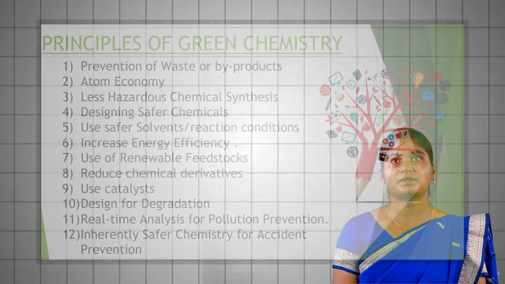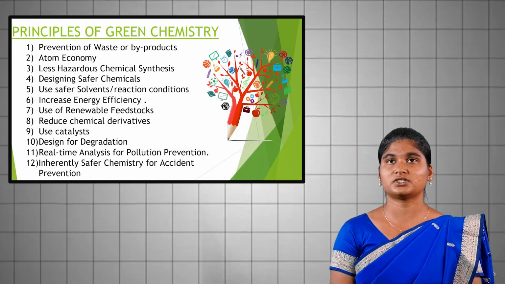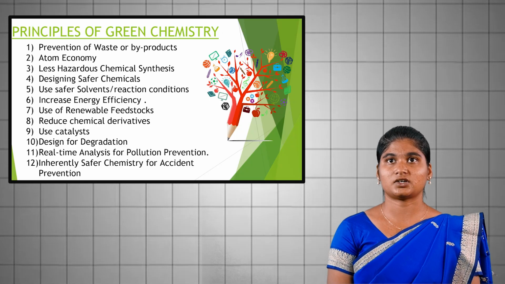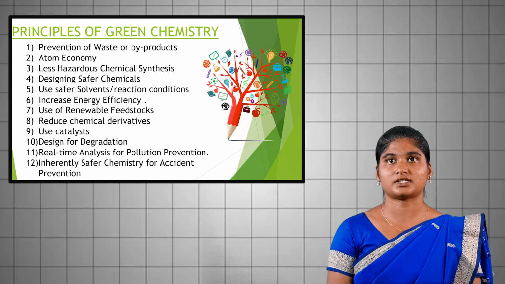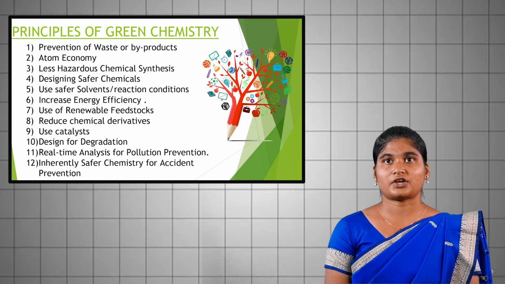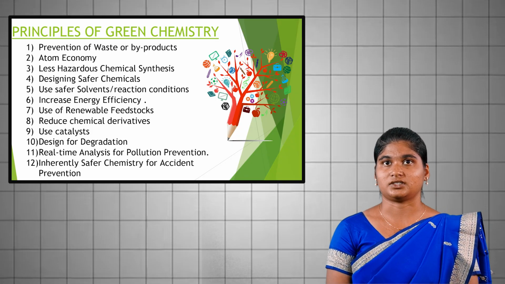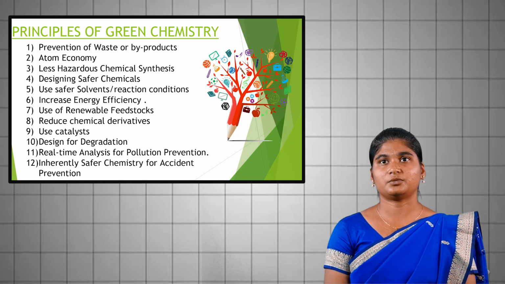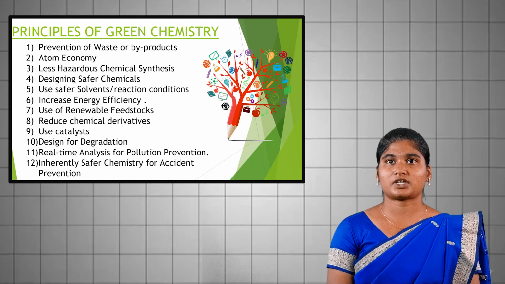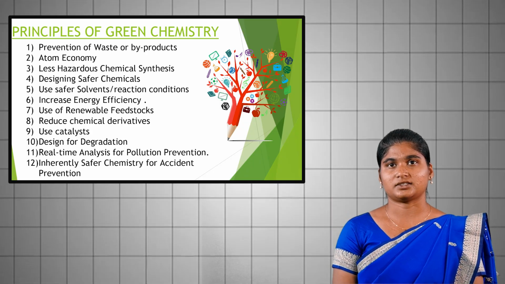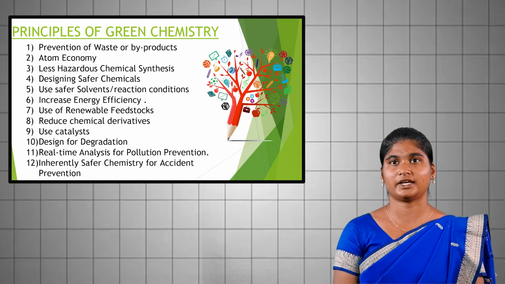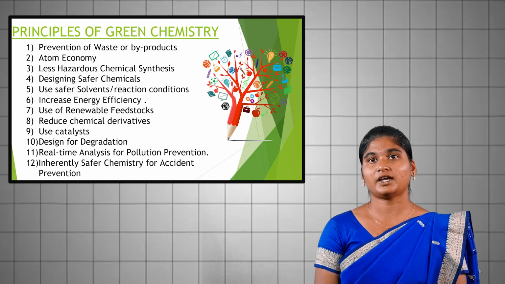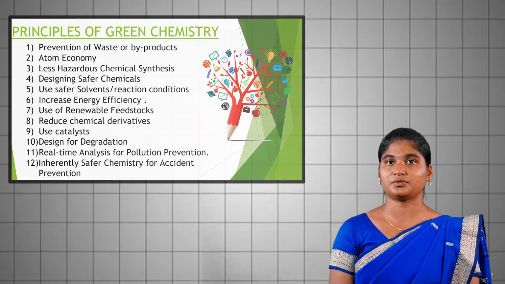Next, principles of green chemistry. Prevention of waste or byproducts, atom economy, less hazardous chemical synthesis, designing safer chemicals, use safer solvents or reaction conditions, increase energy efficiency, use of renewable feedstocks, reduce chemical derivatives, use catalysts, design for degradation, real-time analysis for pollution prevention, inherently safer chemistry for accident prevention.